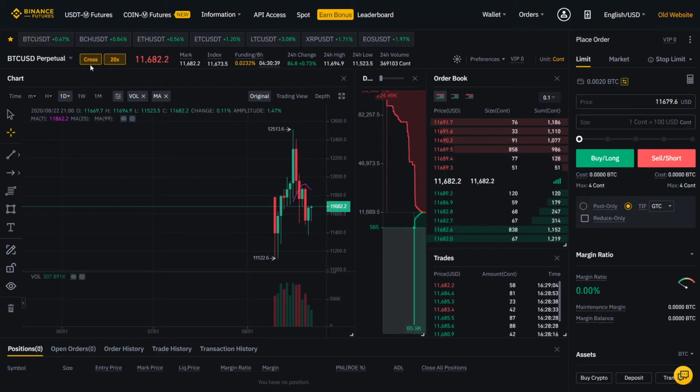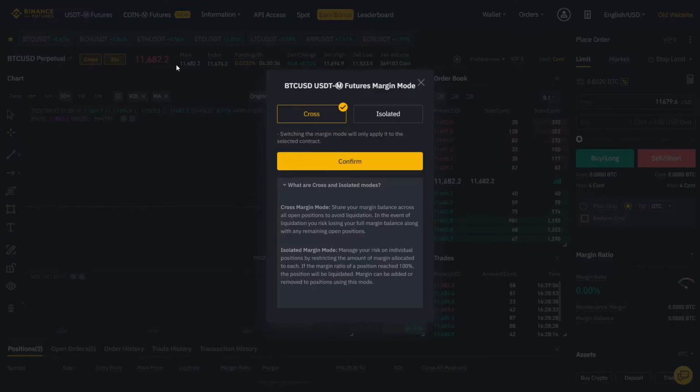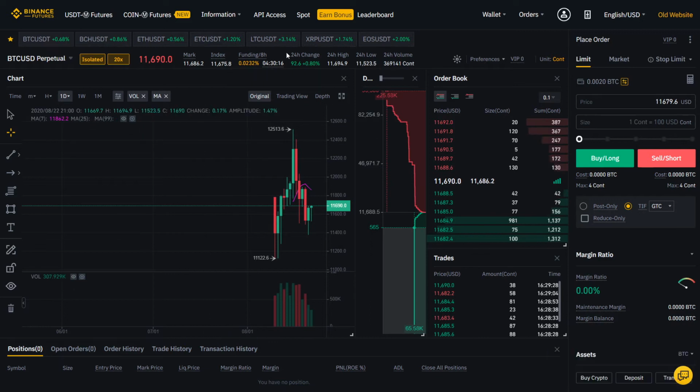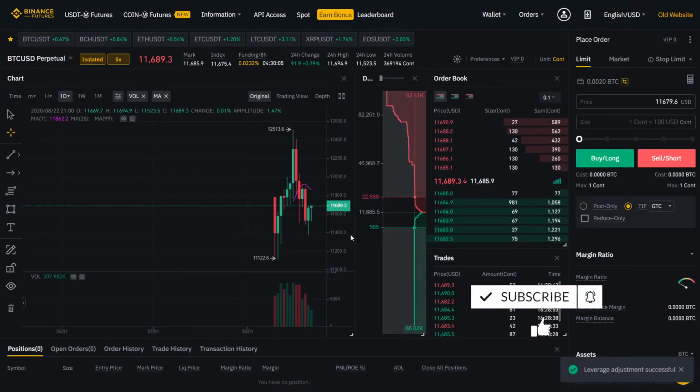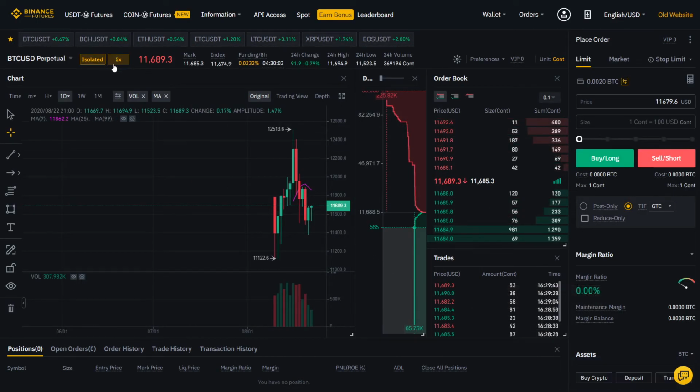Now let's check the most important features that you should be aware of. You can choose between cross and isolated modes. Cross shares your margin balance across all open positions, while isolated, you can manage your risk individually. I will choose Isolated and Confirm. You can adjust the leverage by clicking here. I will reduce to 5x. Be very careful with high leverage trades as you can potentially lose all your position if the market goes against you. Mouse over the labels to learn exactly what they mean.